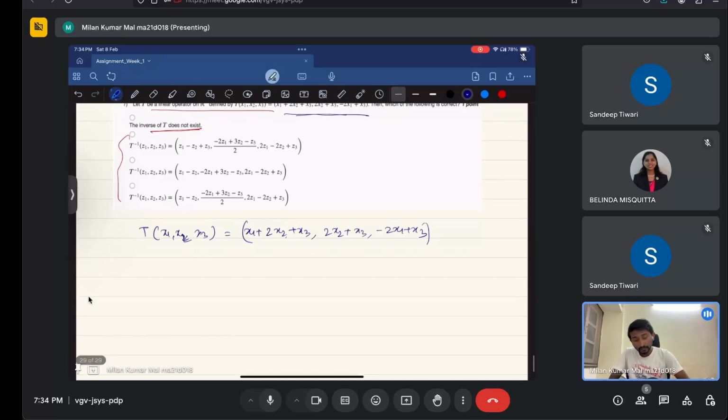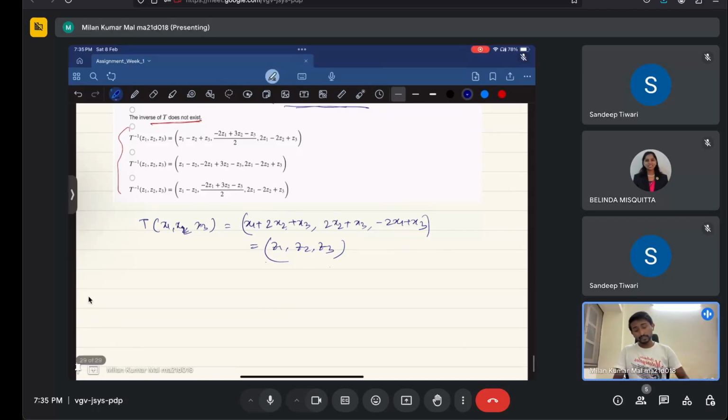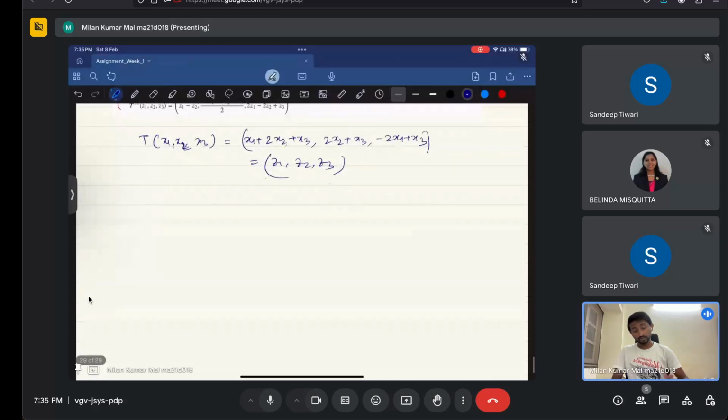Suppose this is the inverse, x, y, z. So what do we have to find? We have to find x1 in terms of x, y, z, and x2 in terms of x, y, z, and x3 in terms of x, y, z, right? Let's suppose this is equal to z1, z2, z3. So we have to find T inverse of z1, z2, z3 in terms of z1, z2, z3. Let's do it in a single stroke, which will give the invertibility as well as everything.